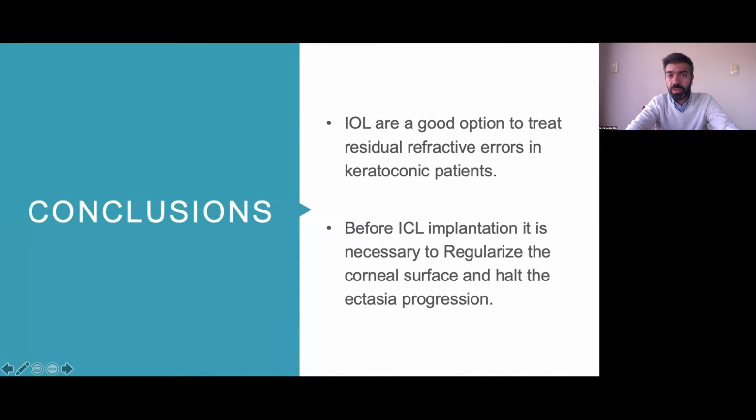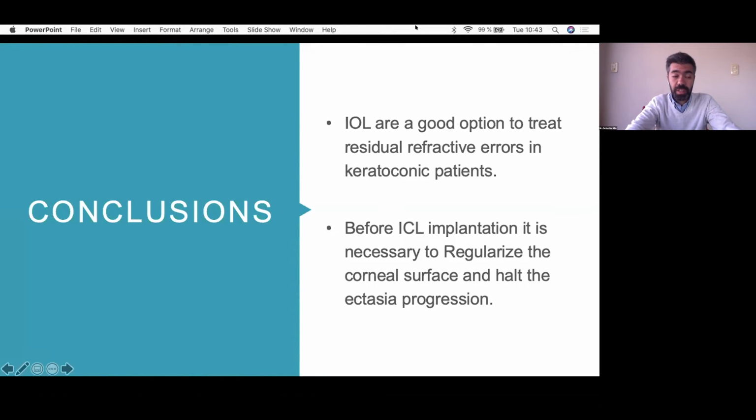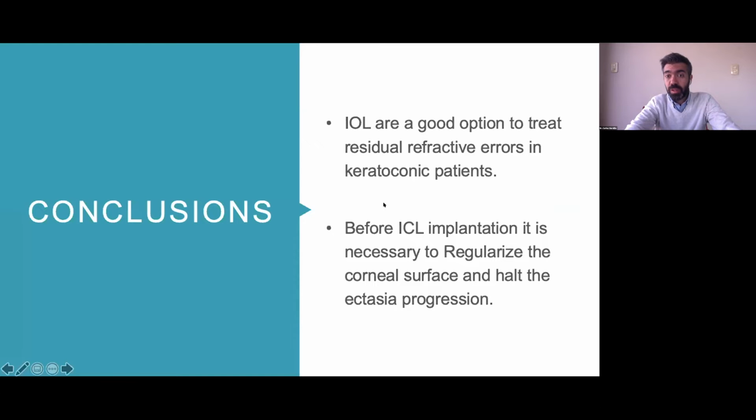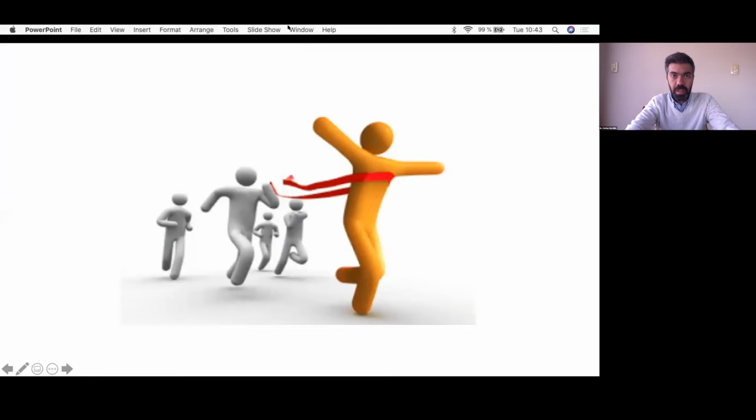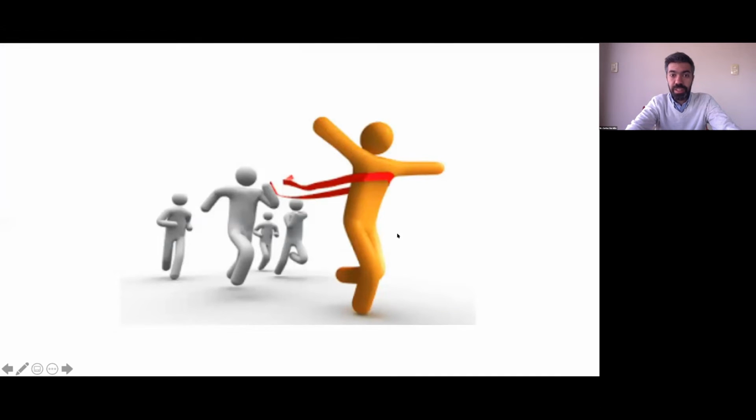So as a conclusion, IOL are good options to treat residual refractive errors in keratoconic patients. And before the ICL implantation, you need to be sure to regularize the corneal surface and to halt the progression of the ectasia.